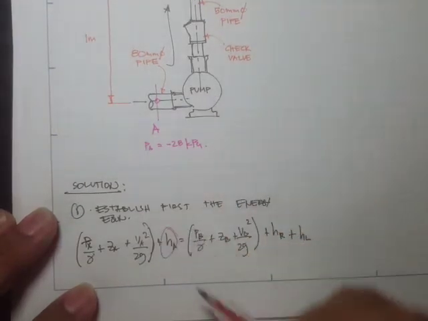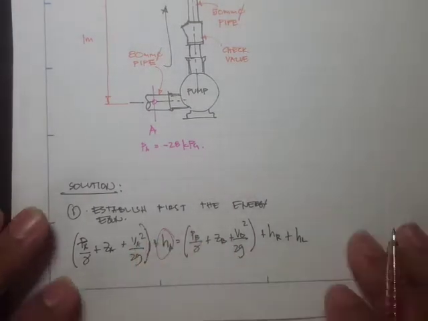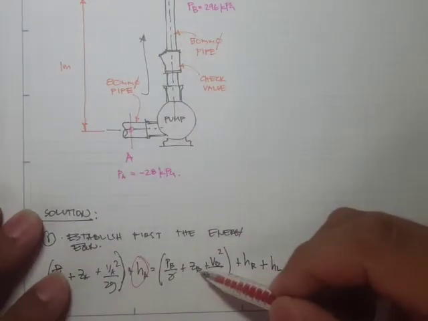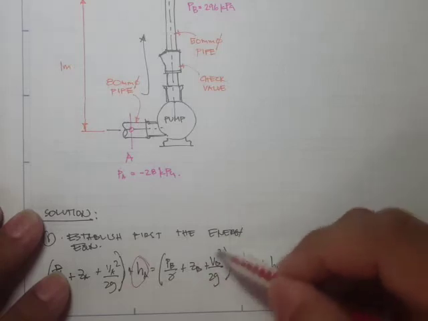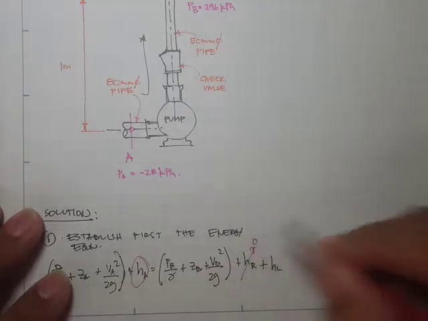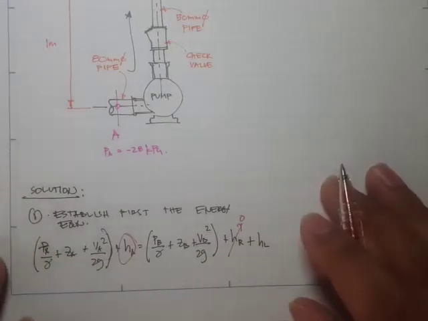For H sub A, that's the one we are solving for. On the right hand side we have the pressure at B, that's given, and the elevation head is also given, and this is also given, plus H sub R, which is 0, and H sub L is given.